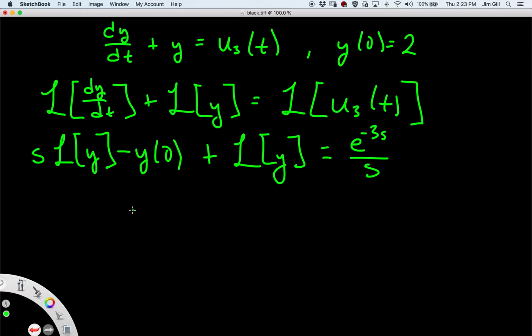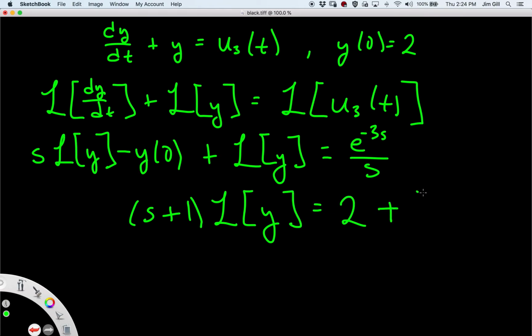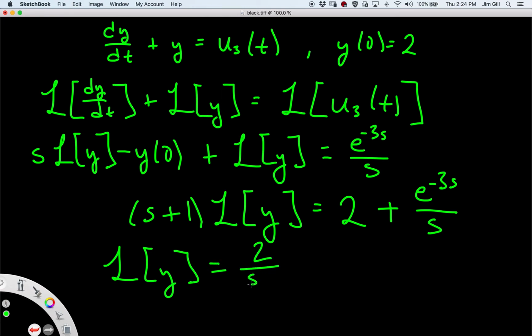So doing some substitution here, or moving things around, we have s plus 1 times the Laplace transform of y is equal to 2 plus e to the minus 3s over s. Great, we continue and isolate the Laplace transform of y. We get 2 over s plus 1 plus e to the minus 3s over s times the quantity s plus 1. Okay, now we're ready to take the inverse Laplace transform, and this part is not a problem, right?